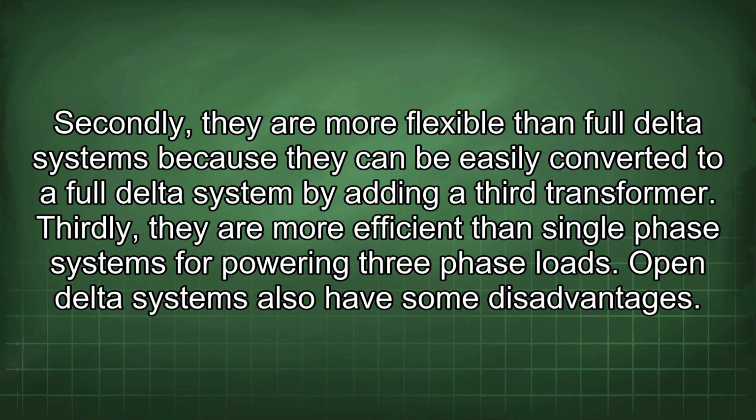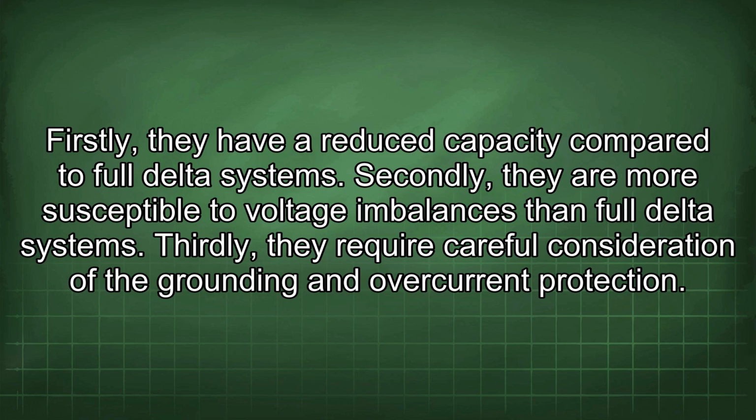Open delta systems also have some disadvantages. Firstly, they have a reduced capacity compared to full delta systems. Secondly, they are more susceptible to voltage imbalances than full delta systems. Thirdly, they require careful consideration of the grounding and overcurrent protection.